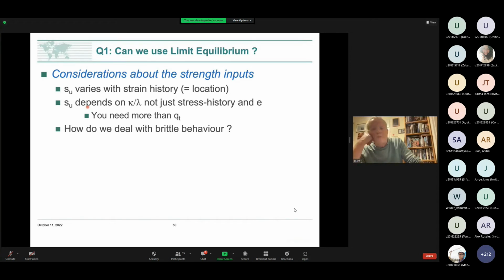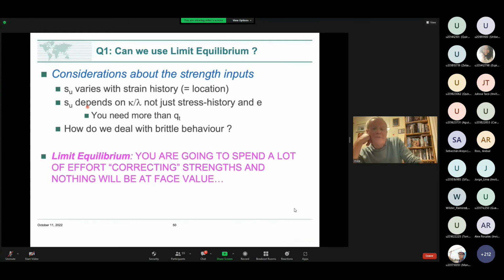And how on earth in limit equilibrium do we deal with brittle behavior? We're looking now at limit equilibrium in the context of tailings liquefaction, but we've known for a long time that limit equilibrium does not do a very good job when we're dealing with stiff clay, because stiff clay also shows progressive failure, which is a form of brittle behavior. So it's not controversial to say limit equilibrium has its limits with stiff clays. So we shouldn't be that surprised that what we're dealing with is beyond limit equilibrium.